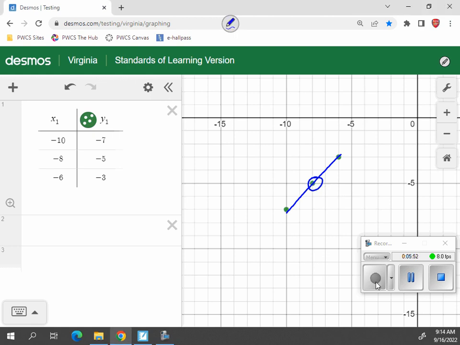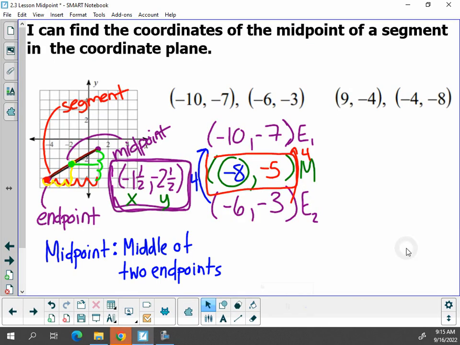And as you can see, I had to count 1, 2 to get there, and then I count up 1, 2, and there you have the midpoint. So you can always also check these on Desmos. You can put them in a table and check to make sure that you've actually got the correct midpoint.